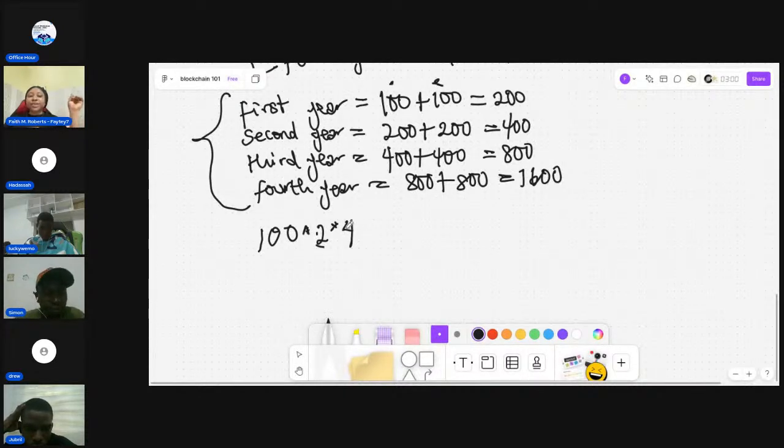So this is a simple explanation in mathematics. And when you do 100 raised to power 2 times 4, it's going to give you around 1,600. If you do your calculations, you should get this. Why did I break it down this way? I did it this way for you to understand what goes on, what really happens in each year, in each step of the way. You need to understand this in order to program your smart contracts.